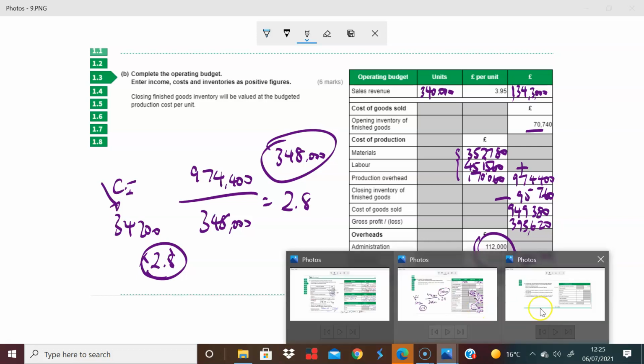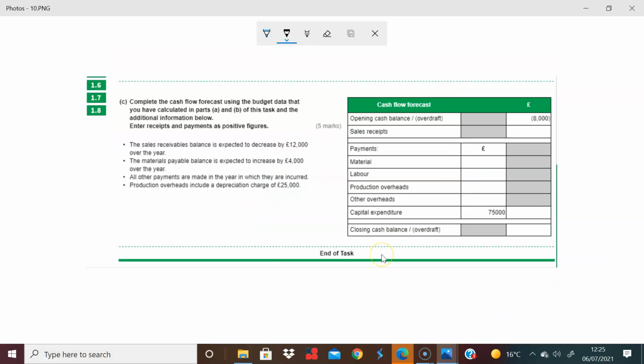Now we move on to here, and it tells us that sales receivables are expected to decrease by £12,000. So technically, you have money coming in over that period, including the revenue that you've made in that period. I tried to show you using double entry when I taught this. Let me just erase this again and apply exactly the same.